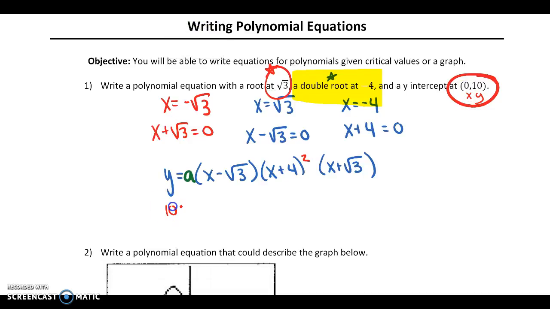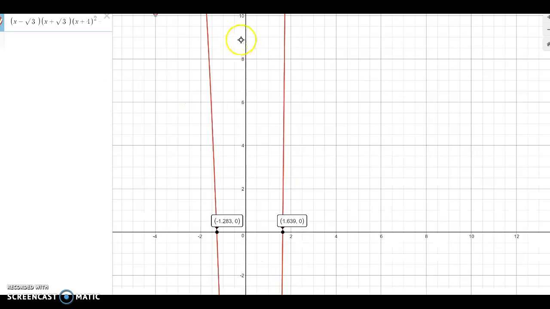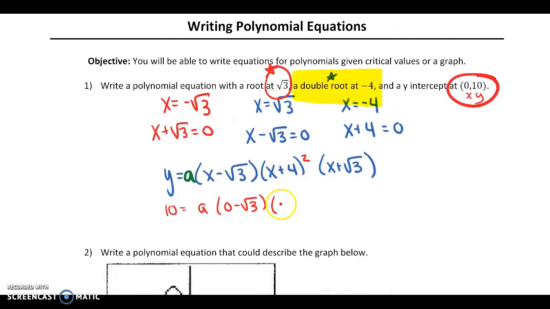So I can plug in 10 for my y and 0 for my x. And I can solve for that value, which is going to tell me how much it has been stretched vertically and whether it has been reflected over the x-axis, and so on. So if I solve for this correctly, hopefully it's a negative number, because that's going to reflect it and make the y-intercept go up here instead of down here. So let's actually do that.